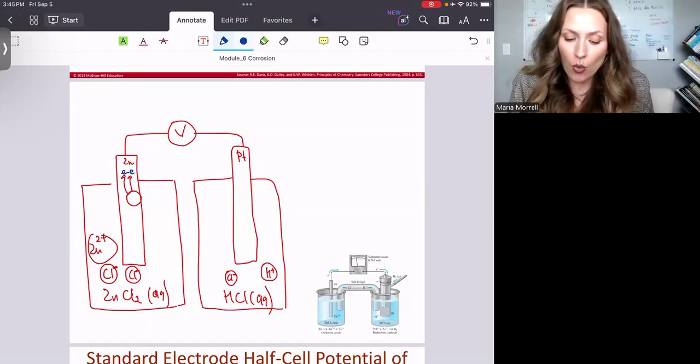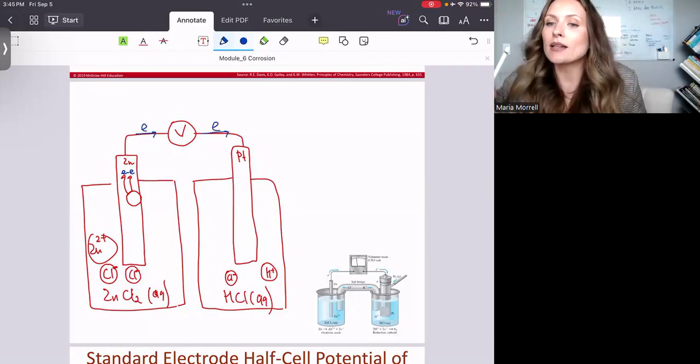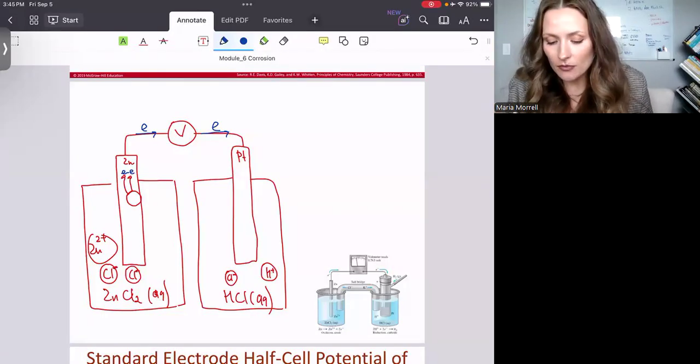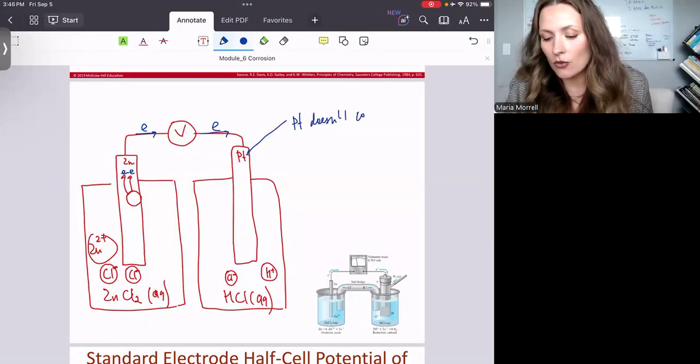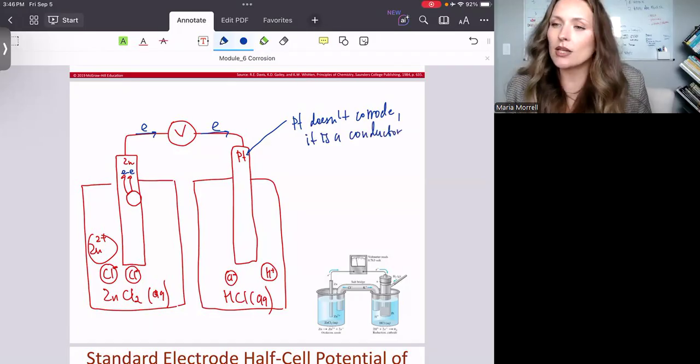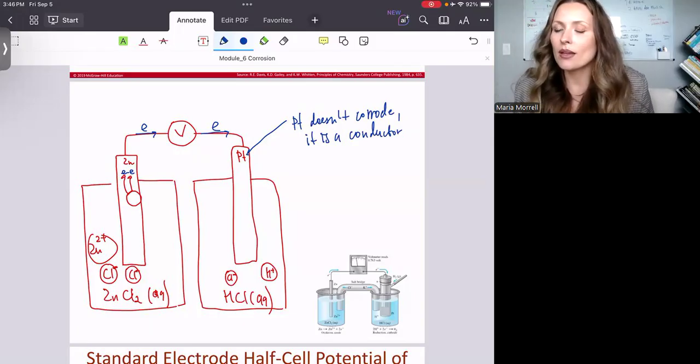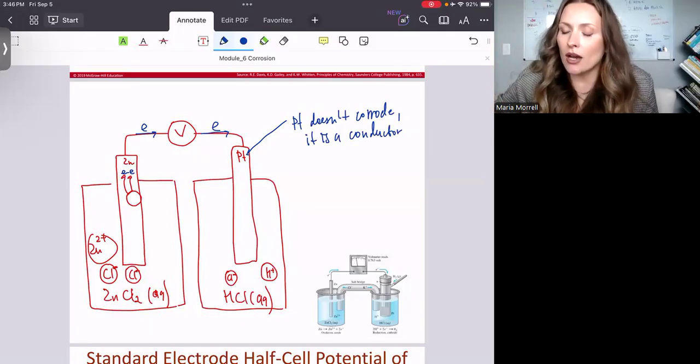And these electrons will actually flow. They will flow this way. They will arrive all the way to the platinum electrode, and keep in mind, platinum electrode here does not corrode. Platinum electrode here is solely, purely as a conductor, right? So platinum doesn't corrode. It's a conductor. It allows us to actually lead our electrons all the way to the hydrochloric acid.